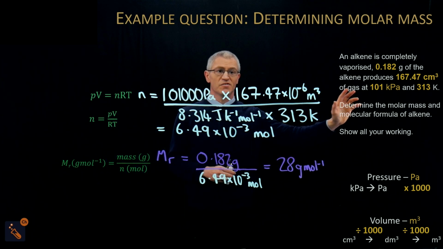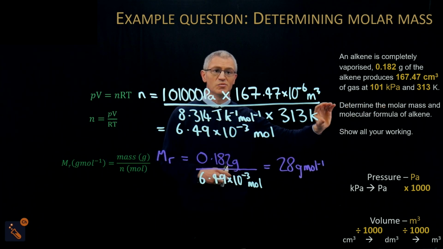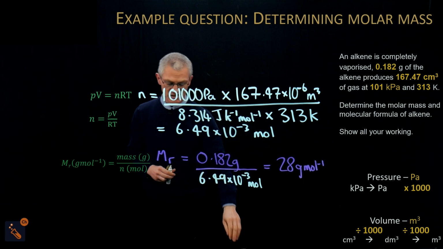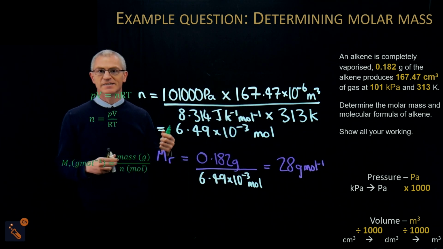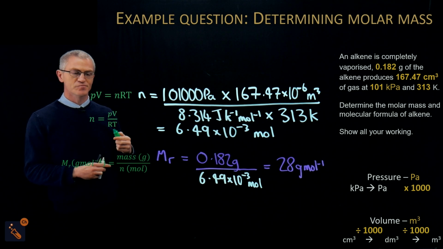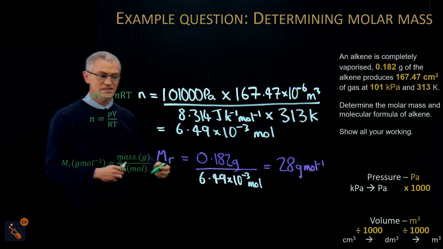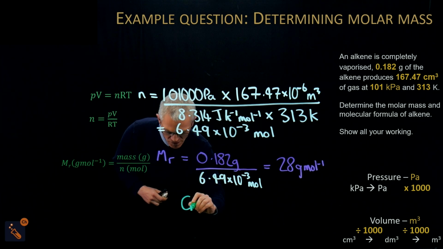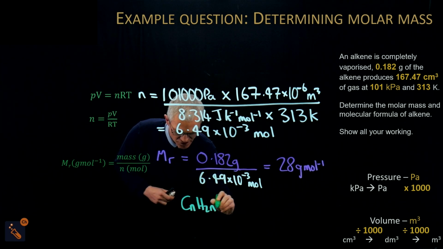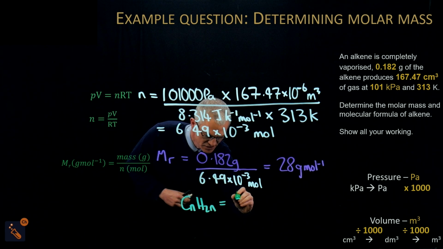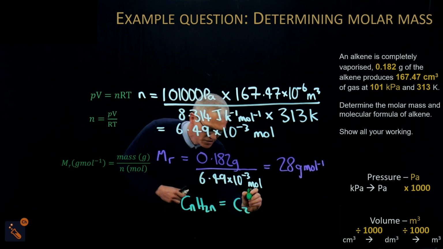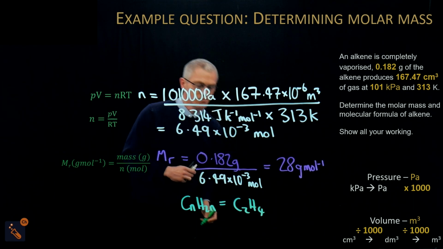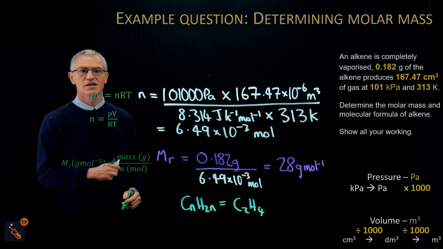We have the molar mass, which is 28, but we don't have the molecular formula of the alkene. So the clever thing here is now to think about alkenes. If we go from the simplest alkene you can think of, the simplest alkene is ethene. Okay, and its general formula is CnH2n. So therefore, if I have ethene, this will be C2, 2n, H4. Okay, so C2H4.